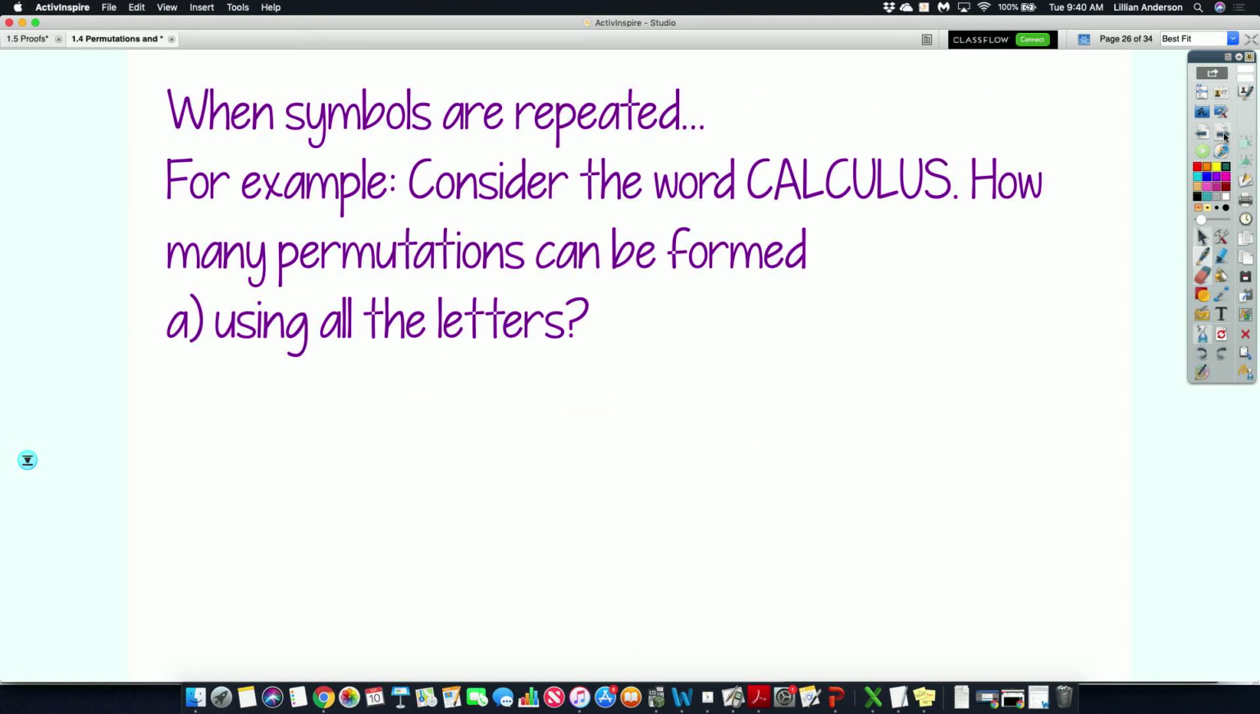All right. Now, one thing we have to take into consideration is when you have repeated symbols, such as repeated letters. Consider the word calculus. If you notice, calculus has 2 C's, 2 L's, and 2 U's. How many permutations can be formed using all the letters? We should kind of know this by now. How many different ways can we arrange using all these letters?